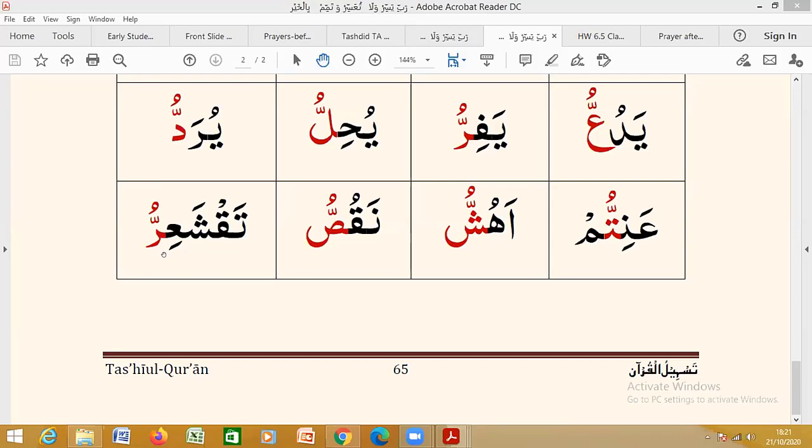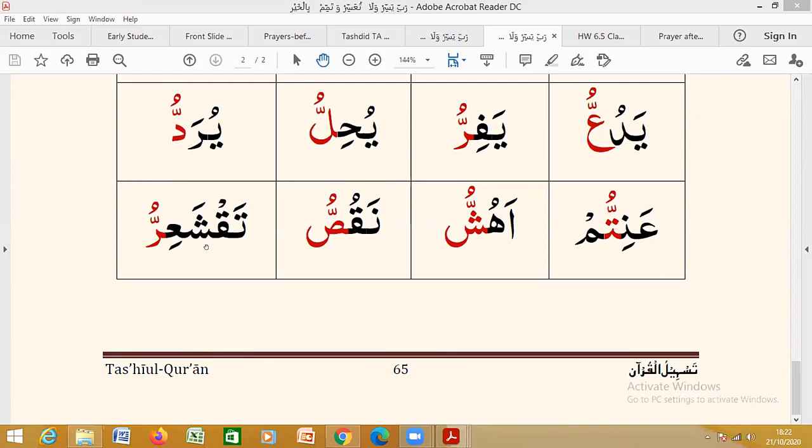Eru. Excellent. Well done. Really good. Irru. Eru. Excellent. Taqsha irru. Takasha. Eru. Excellent. Well done. Really nicely read.